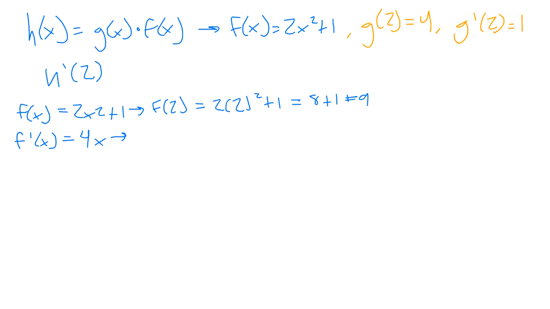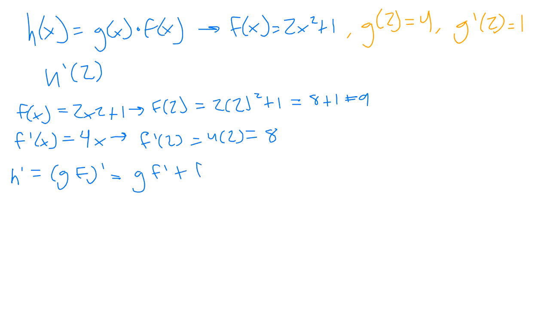F prime of, so now we want f prime of 2, which is just going to be 4 times 2, which is 8. So now from here, what we can actually do, even though we didn't have a function for g, is plug in all of our values, knowing that h prime is equal to g times f prime, into our initial product rule, which is g times f prime plus f times g prime.